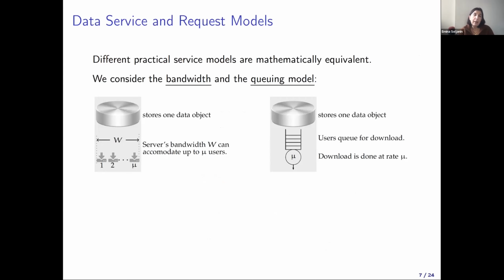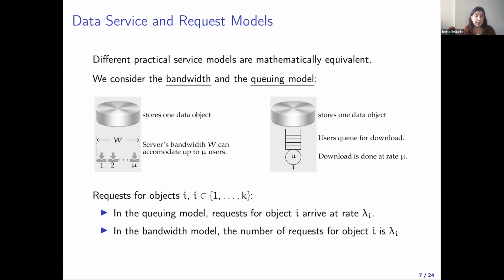Now what about data service and request models? Different practical service models are maybe mathematically equivalent, and we are going to consider two. One is a bandwidth model, and that's exactly like what we had in the cinema situation. You have a server which can accommodate simultaneously some mu downloads. Another is this one on the right, which is a queuing model where there is a server which processes requests for service at some rate mu.